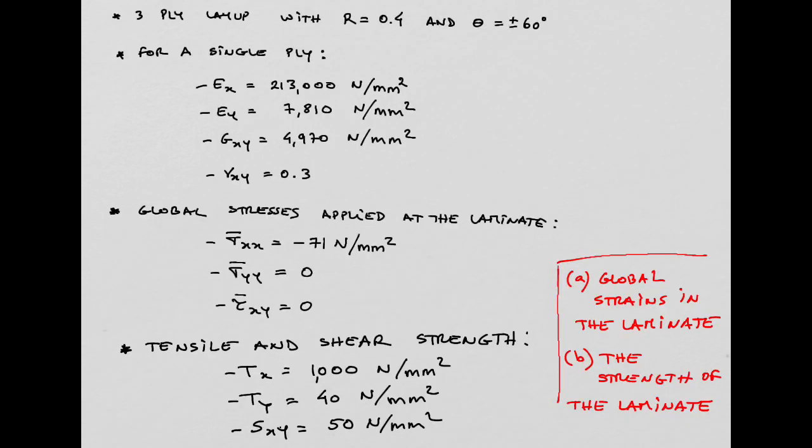So in our example, we have three plies, two cross plies, one with plus 60 degrees, the other with minus 60 degrees, and we have a ply in the middle with 0 degrees. This makes our three plies. So I will take this to explain what this R equal to 0.4 means.